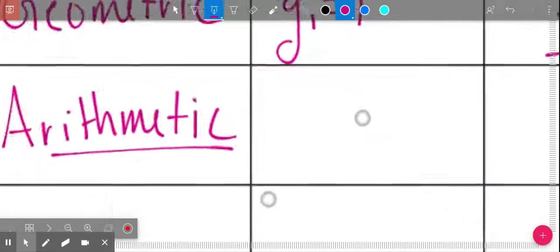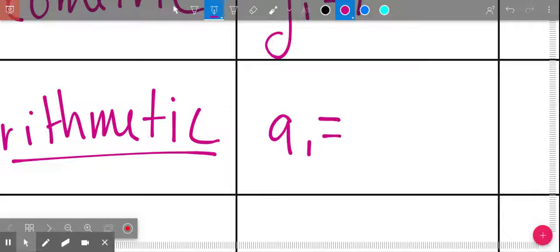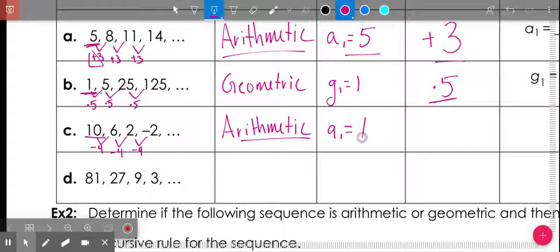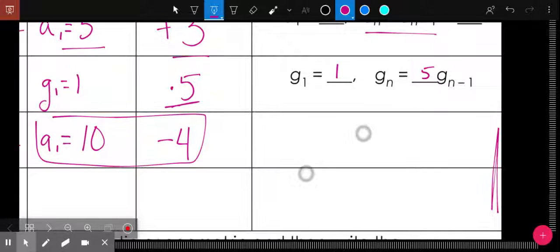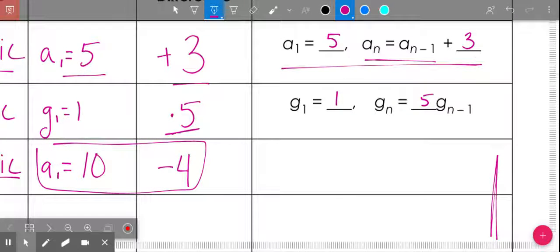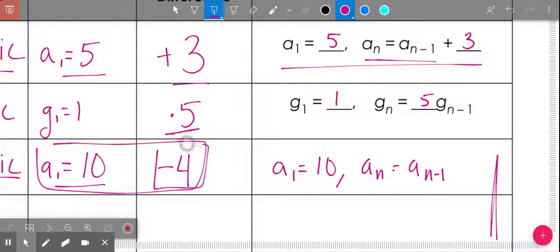Since it's arithmetic, that means we're going to use a sub 1. Our very first term was 10. And we already found what our difference was. We're subtracting 4. So these are our 2 key pieces of information. We're going to write out our sequence, and you can use this as a reference. So we're going to have a sub 1 equals 10, our first term. And then we had a sub n equals a sub n minus 1, and then our difference was minus 4. So minus 4. And then we're done.